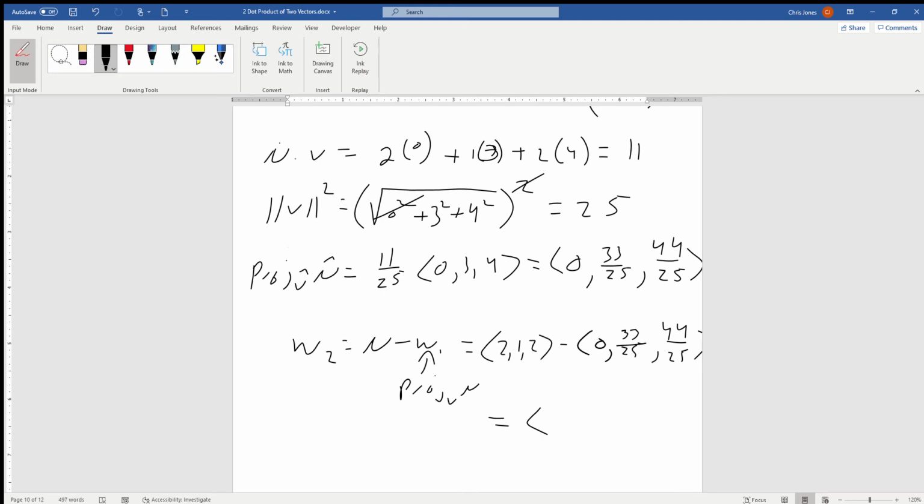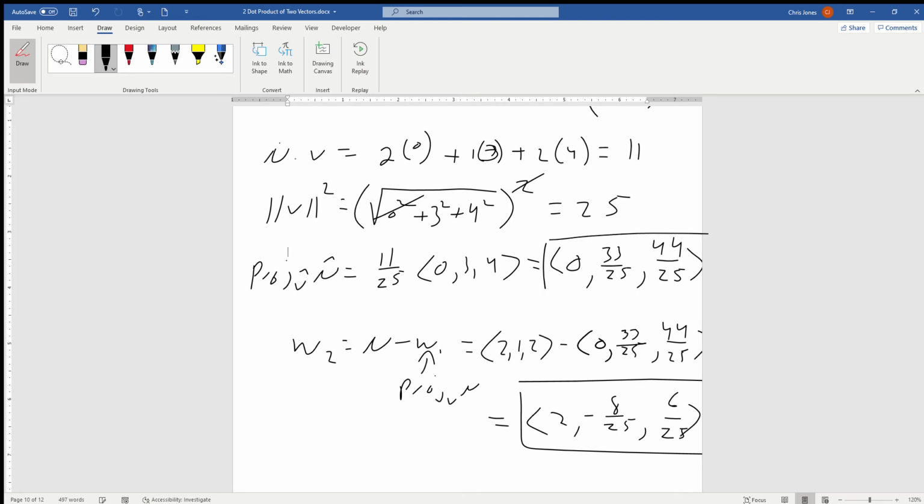All right, so that's going to be 2, and then -8/25, and then 6/25. As we did in the previous example, if you wanted to graph that just to verify, then you could see that this should be orthogonal to v. So again, W2 is that orthogonal projector to v, and the projection should be parallel to v. If it's not, then go back and check again.